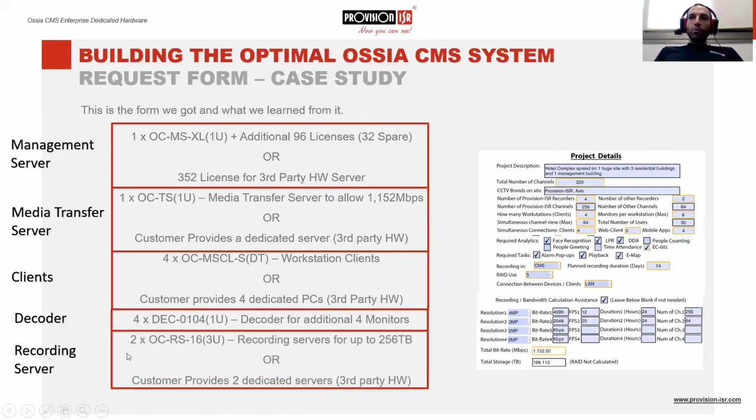Recording server, we need 2 recording servers, okay? Because one recording server, if I remember correctly, is up to 128 terabytes. In this case, we have 166 terabytes before using RAID. It means it's even more. So we need 2 recording servers, or the customer can provide dedicated servers.